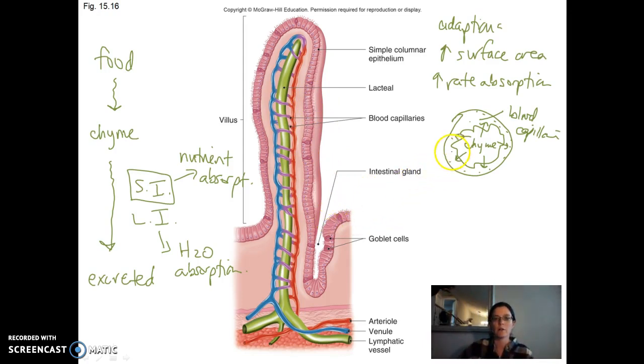So let's take a look at what this inner lining of the small intestine actually looks like. Now, it's not just a straight line. It's not a smooth surface. It actually has these very large structures called villi. This is a villus, singular, and that's just a large finger-like projection into the lumen of the small intestine. So this villus helps us increase surface area.